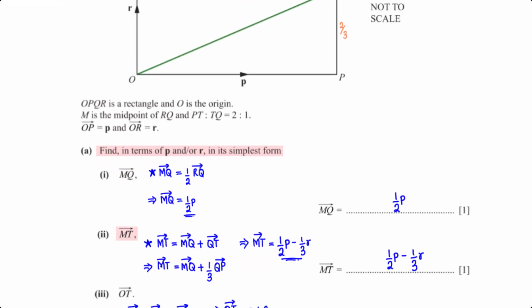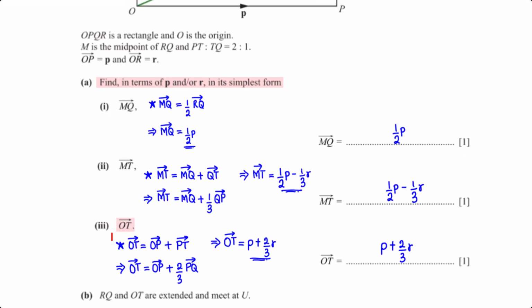Find MT. MT can be expressed as MQ plus QT. From the ratio, QT is 1/3 of QP. We already know MQ is half P and QP is negative R. And so our final answer here is half P minus 1/3 R.